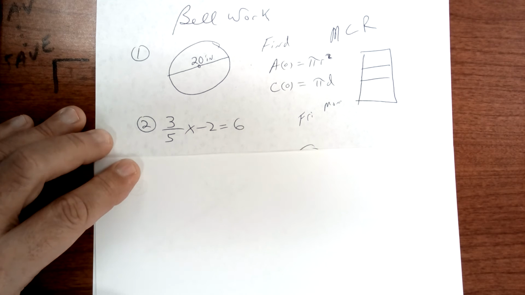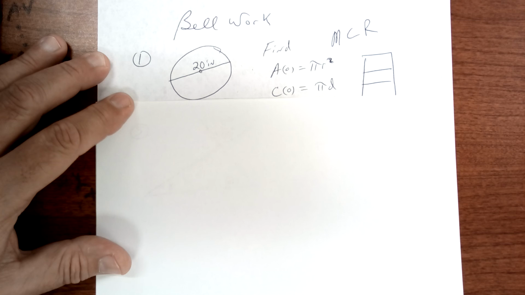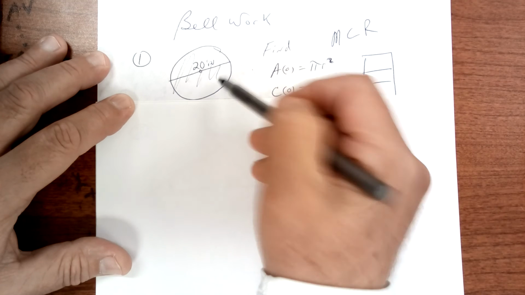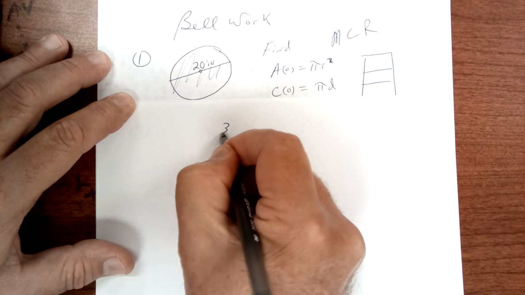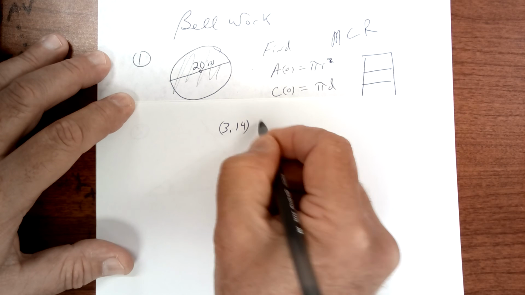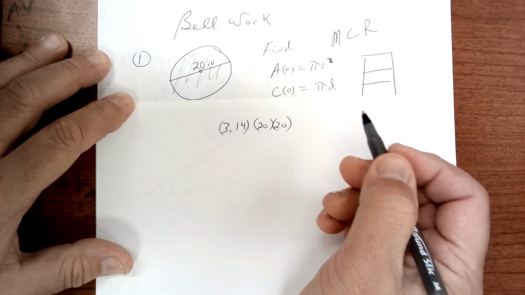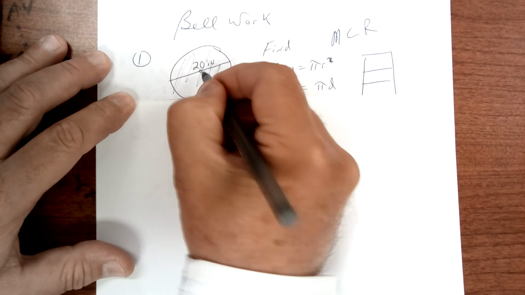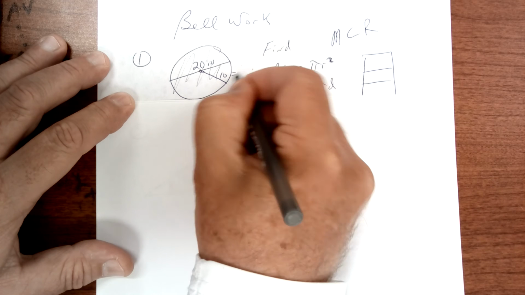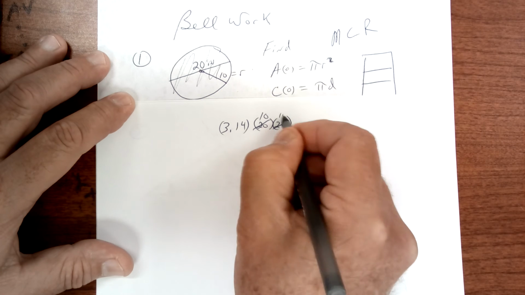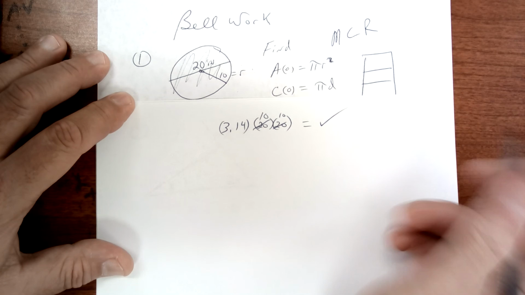I want circumference and area. Area is the inside, so it's going to be pi times the radius squared. Well, if you put 20, that's not your radius, that's your diameter. So half of that is 10. So the radius is 10, so it's 10 times 10. Multiply that out. On your calculator, you have it.